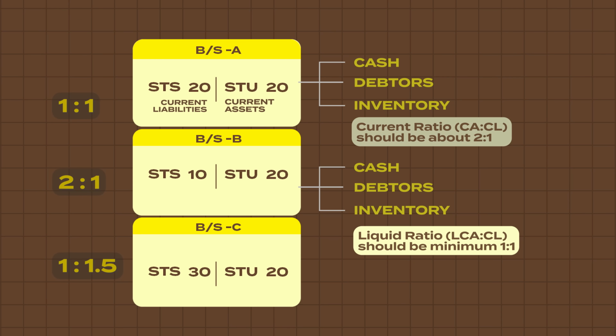That means if you ignore inventory, if your current liabilities are 10, then the cash plus debtors should be minimum 10. There'll be a problem if that is 8 instead of 10. The liquid assets are 8 and current liabilities are 10. They still won't be able to pay. And it will be better if liquid assets are slightly higher than liquid liabilities.